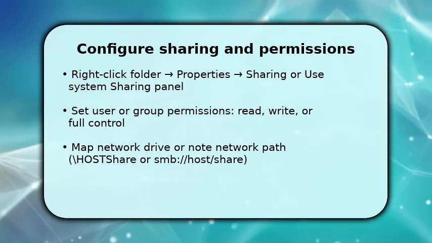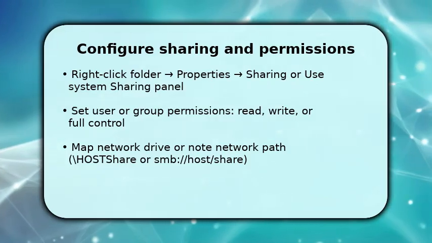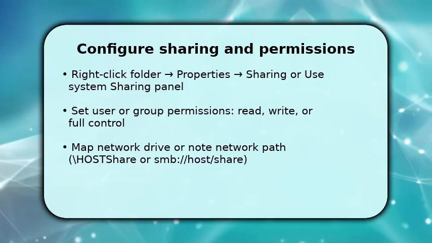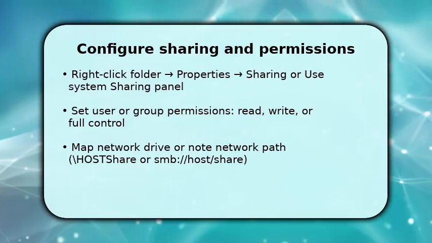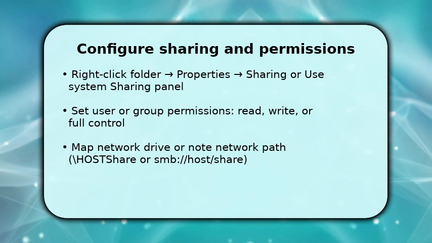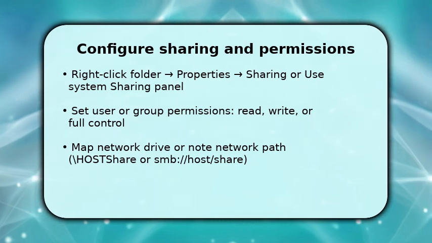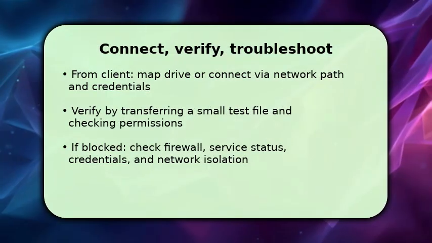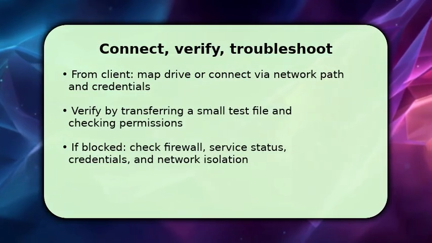Then publish the share. Note the network path or map it as a persistent network drive on client machines, using the exact format required by the OS. Make sure firewall rules allow the chosen protocol so clients can connect without interruption. Finish by connecting from a client and verifying access.